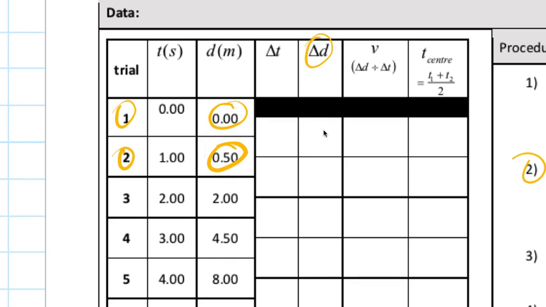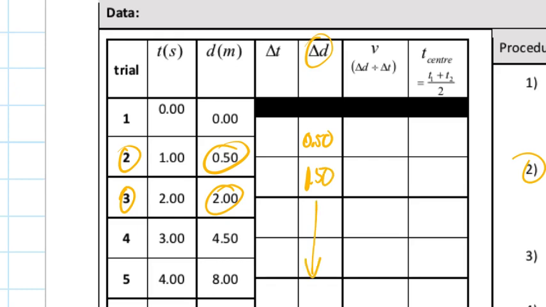So in this first cell, it is going to be 0.50. Then we find the difference between trial 3 and trial 2. So that would be 2 minus this 0.5, and that would be 1.5, and that would go in this cell. And you continue on all the way down.